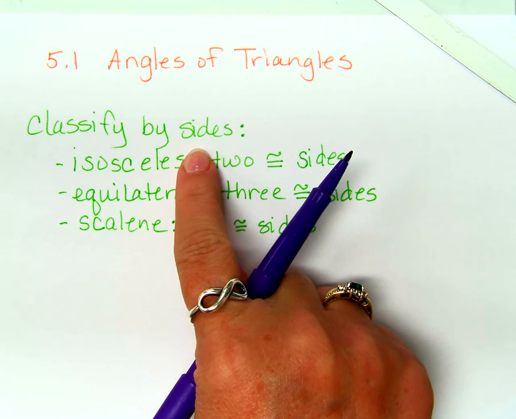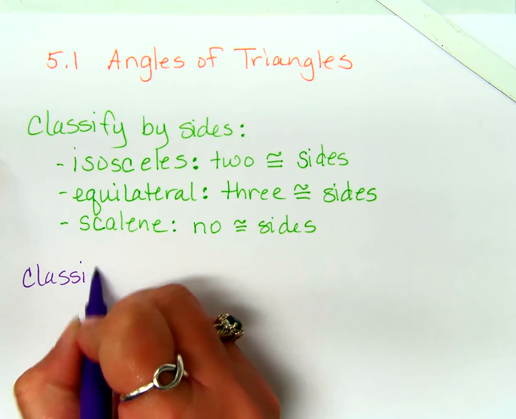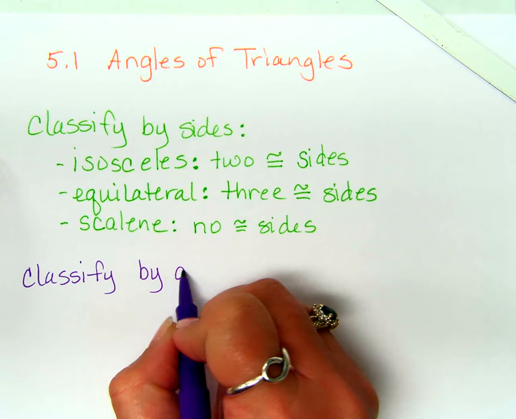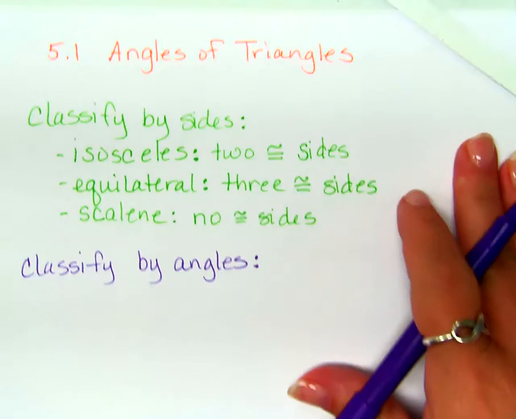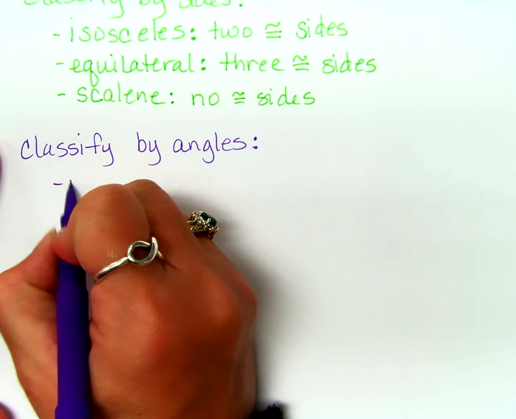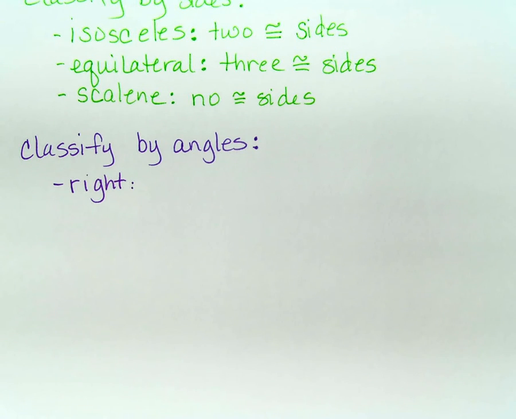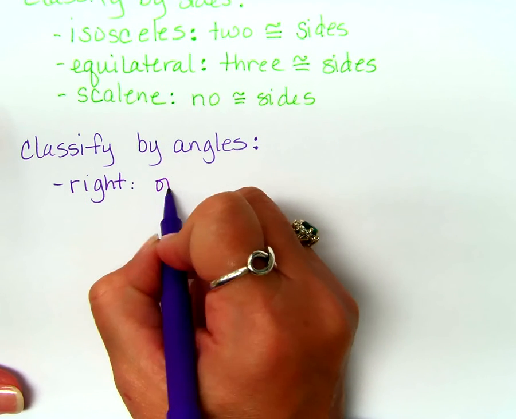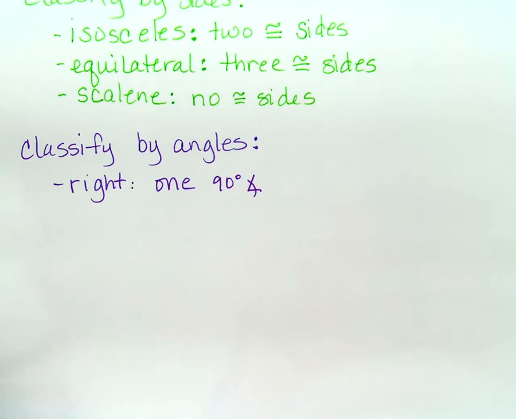So how else can we classify our triangles? We can classify them by their sides or their angles. So what kind of triangles do you know of? Right triangles. And what's true about right triangles? How many? One 90-degree angle. Why can't it have two 90-degree angles? It wouldn't be a triangle anymore, would it?